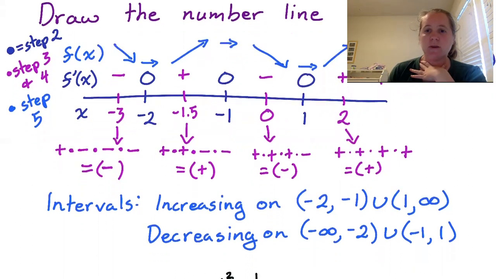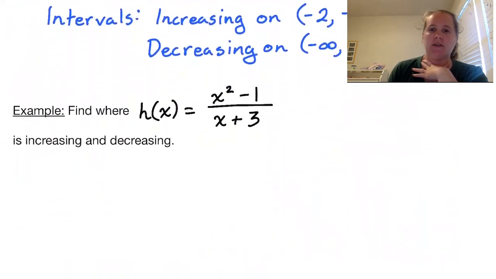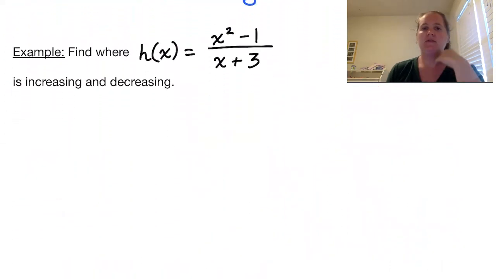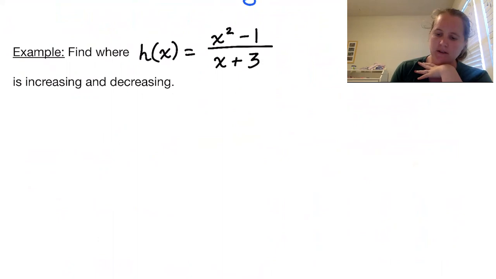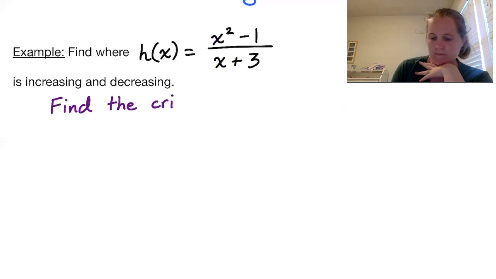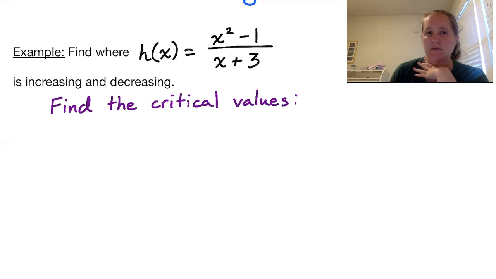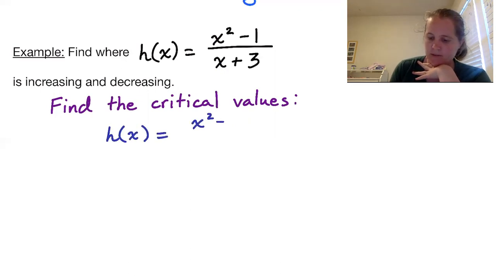All right, let's go ahead and do one more example. So our job now is to find where h of x equals x squared minus 1 all over x plus 3 is increasing and decreasing. So again, the first thing we need to do is find the critical values. So we have that h of x is x squared minus 1 over x plus 3.